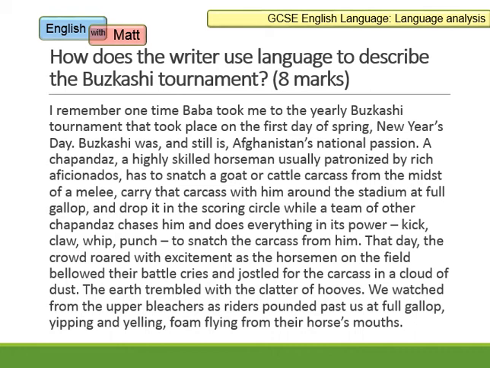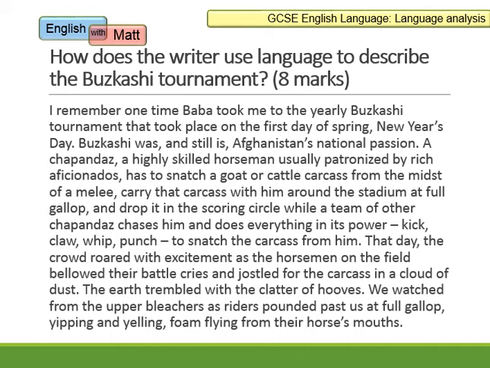That day the crowd roared with excitement as the horsemen on the field bellowed their battle cries and jostled for the carcass in a cloud of dust. The earth trembled with the clatter of hooves. We watched from the upper bleachers as riders pounded past at full gallop, yipping and yelling, foam flying from their horses' mouths.